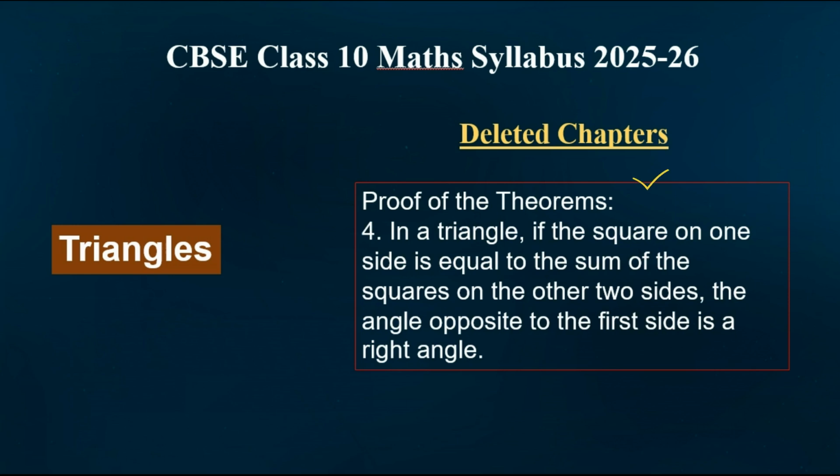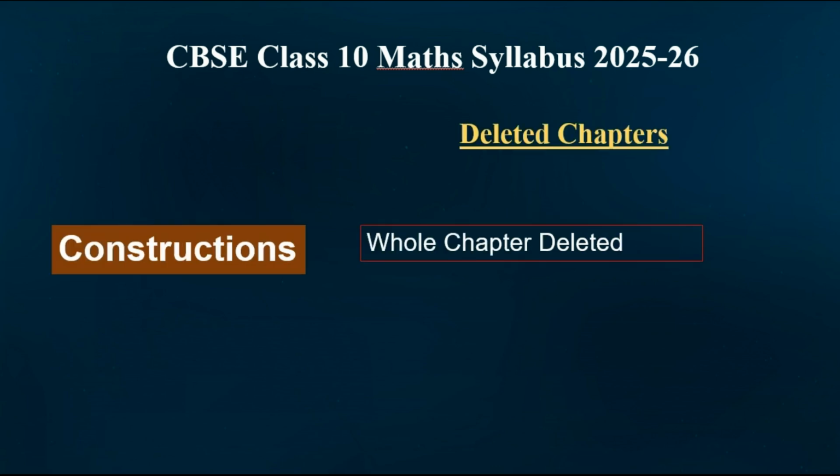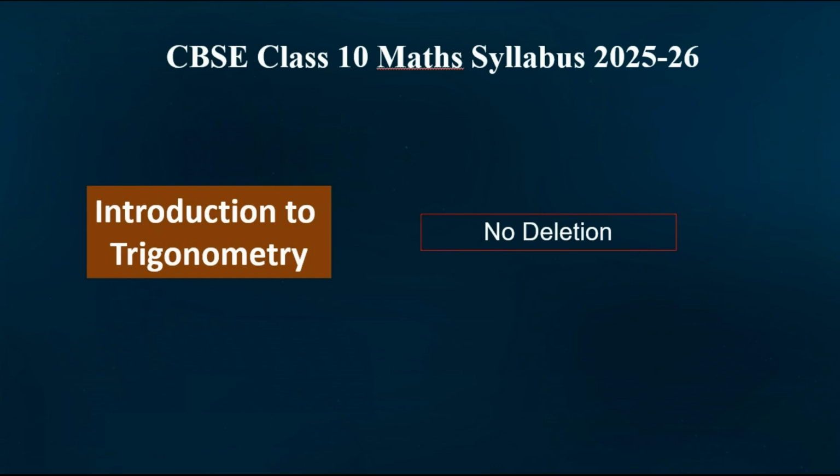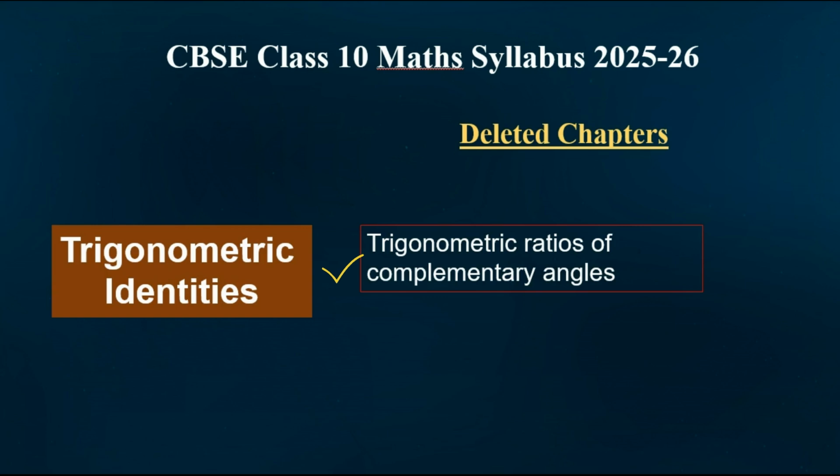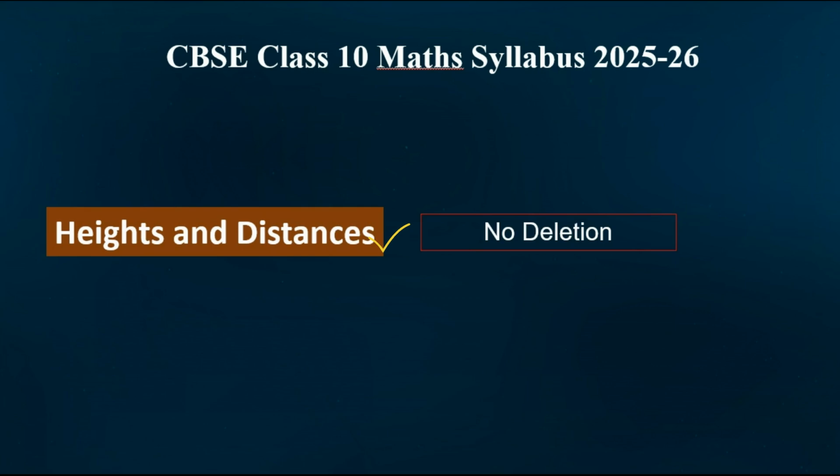In a triangle, if the square on one side is equal to the sum of the squares on the other two sides, the angle opposite to the first side is a right angle. In circles, no deletion. In constructions, whole chapter deleted. Introduction to trigonometry, no deletion. Trigonometric identities, deleted chapters: trigonometric ratios of complementary angles. Heights and distances, no deletion.